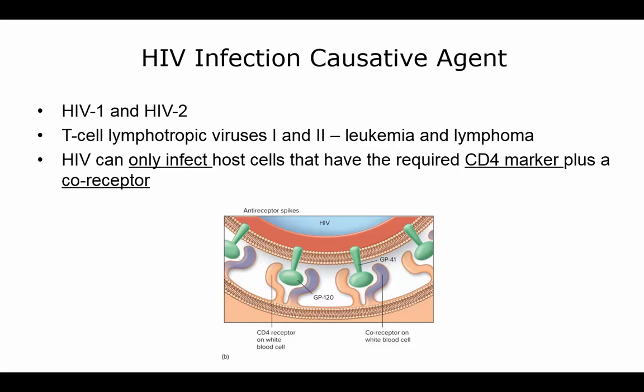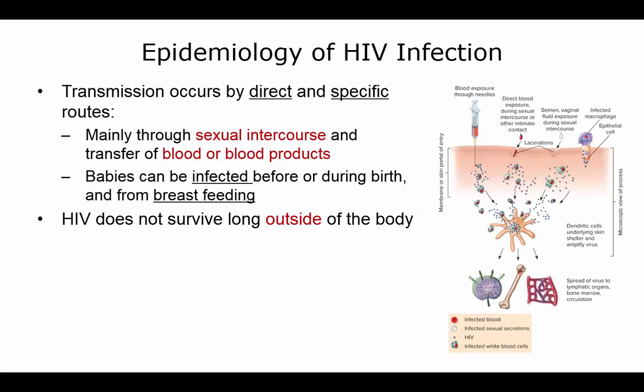But HIV can only infect cells that have the required CD4 receptor on the white blood cell plus a co-receptor. Those are the only ones it can infect. Transmission is mainly sexual intercourse or transfer of blood or blood products, but babies can be infected during birth or from being breastfed. HIV doesn't survive long outside of the body.